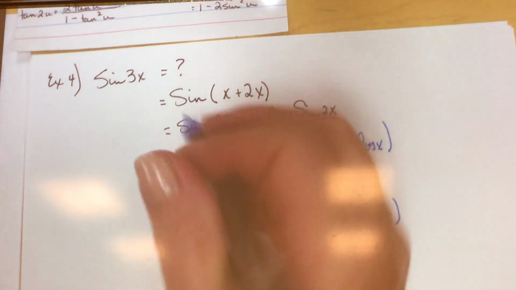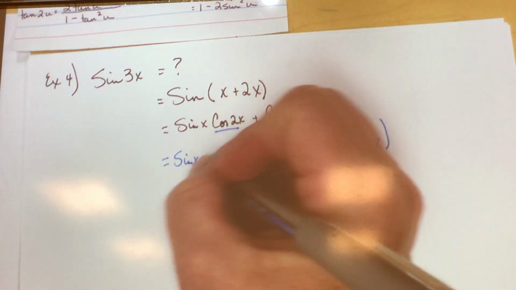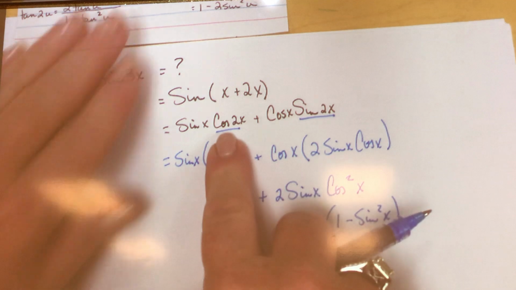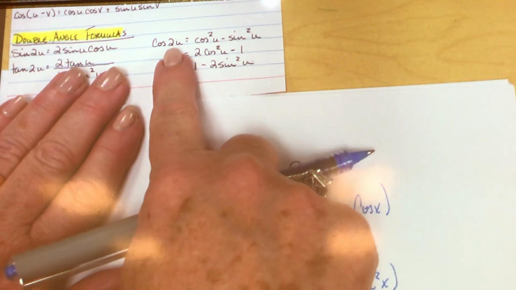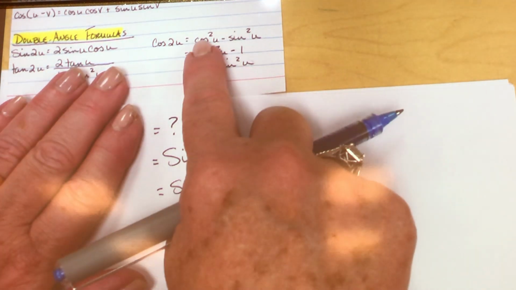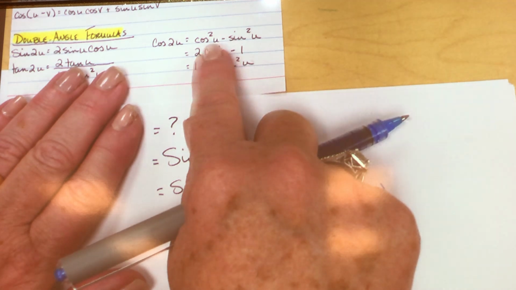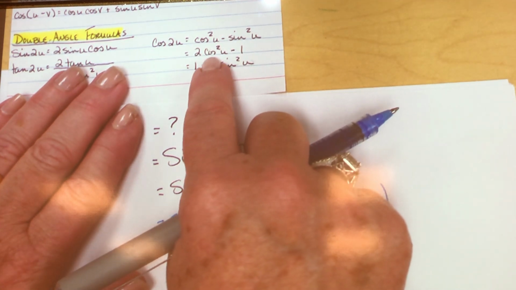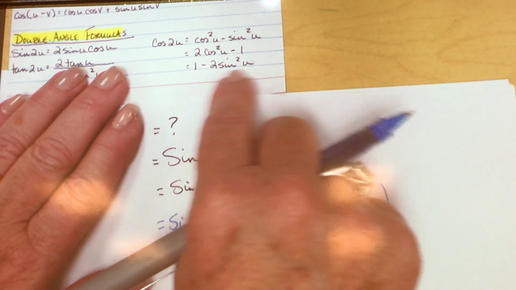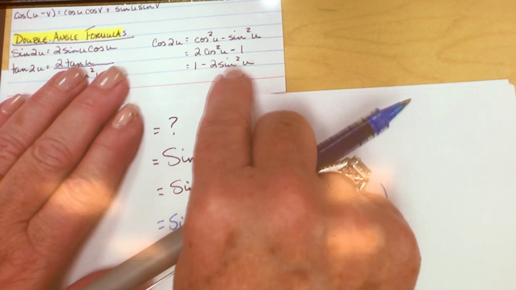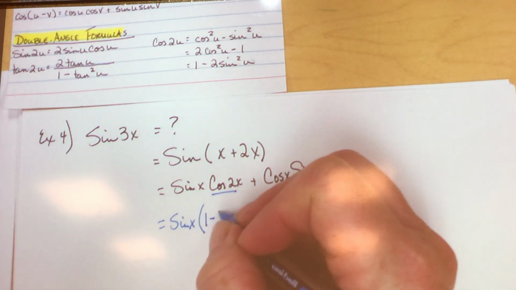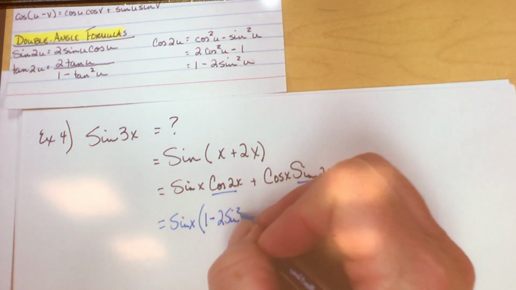All right, so this is sine x times, y'all be sure and put this in parentheses because you are fixing to distribute something here. Cosine, here he is right here. Which one am I gonna use? Am I gonna use the first one? No, because it has a cosine squared. Am I gonna use the second one? Obviously no, because it has a cosine squared. I'm using the third one. Why? Because all he has are sines. So 1 minus 2 sine squared x.